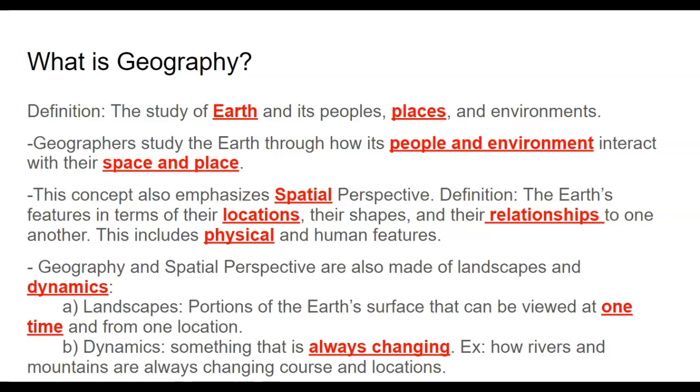Geography and spatial perspective are also made of landscapes and dynamics, which means landscapes are portions of the Earth's surface that can be viewed at one time from one location. Dynamics is something that's always changing. For example, like how rivers and mountains always change course and location over time. They can be carved out of the ground based upon water and its movement. Landscapes themselves are the way that we view, like, Google Maps, essentially.